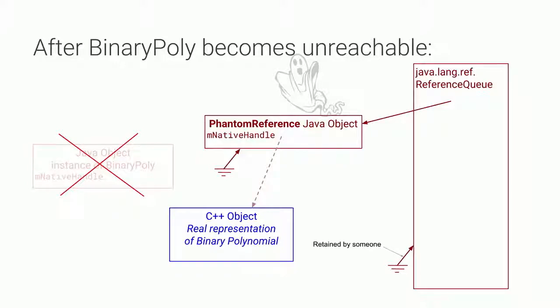So what happens after binary poly becomes unreachable? The phantom reference itself gets added to the associated reference queue. And that's basically all that happens. The Java object gets immediately collected. There's no longer any need for it because the phantom reference itself knows how to clean up.